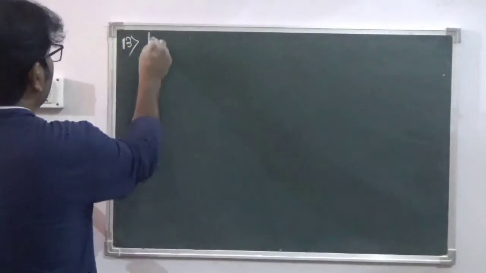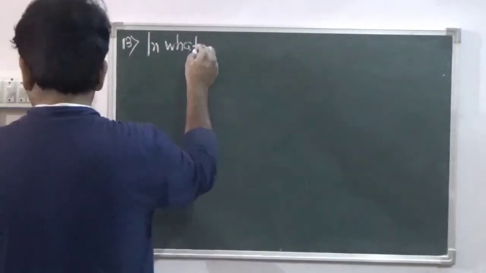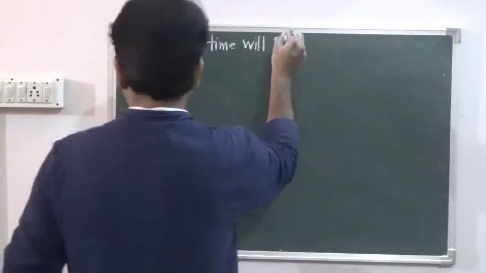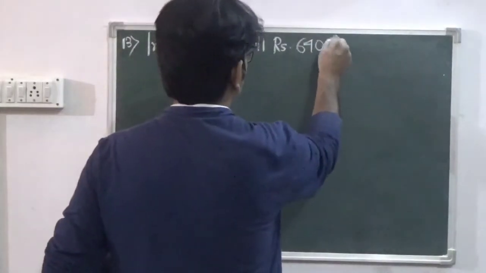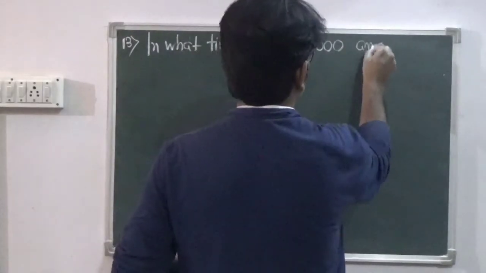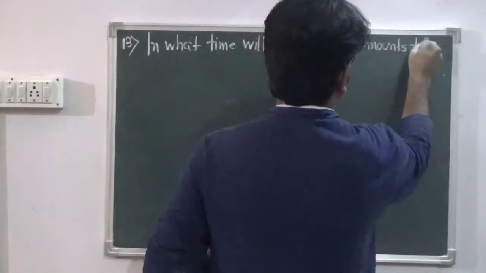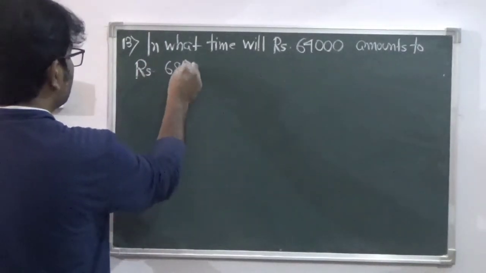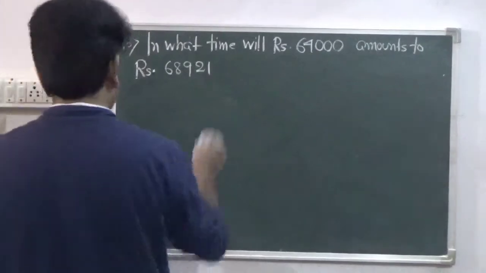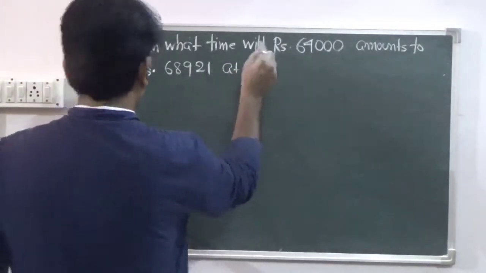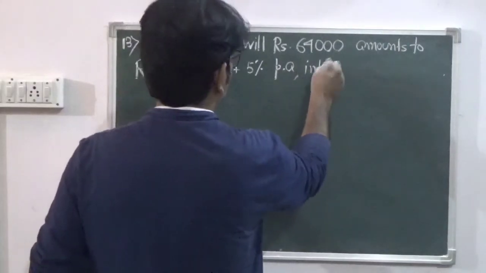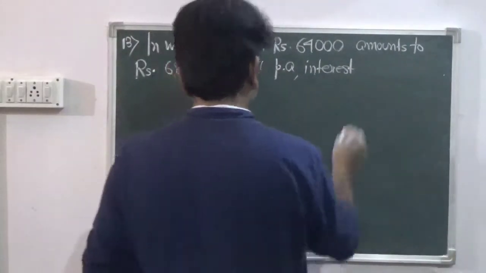Question 13: in what time will rupees 64,000 amount to rupees 68921 at 5% per annum interest, compounded half yearly.